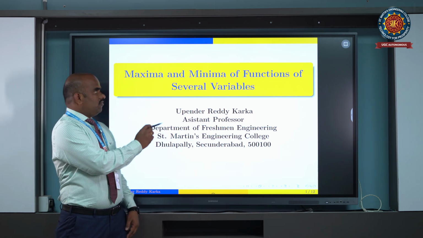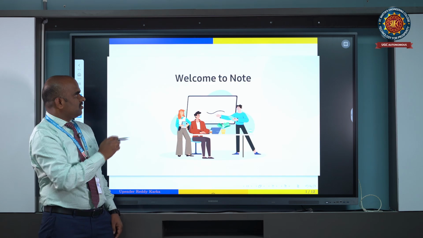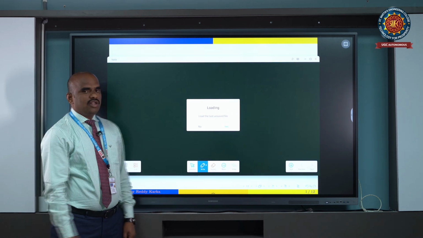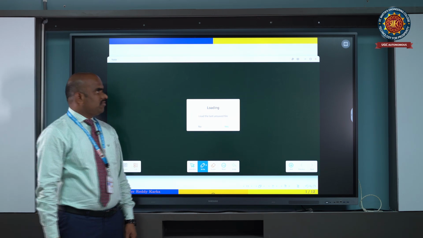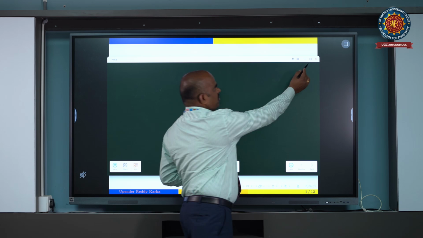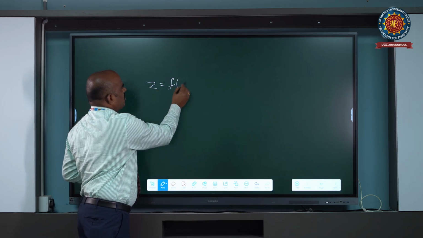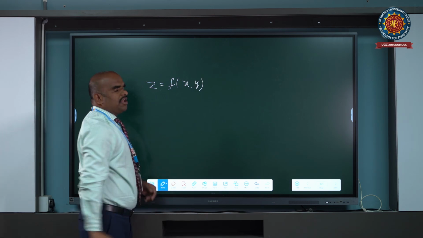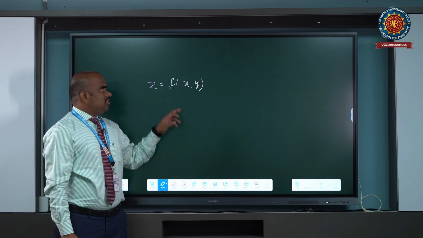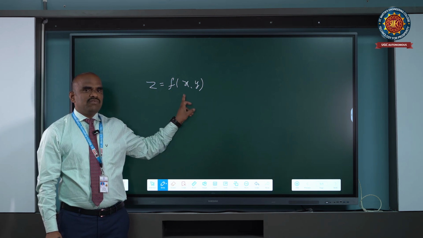So first I will explain what partial differentiation is. z is a function of two variables x, y, where x, y are independent variables and z is a dependent variable. Here the derivative of the dependent variable with respect to the independent variables will exist.